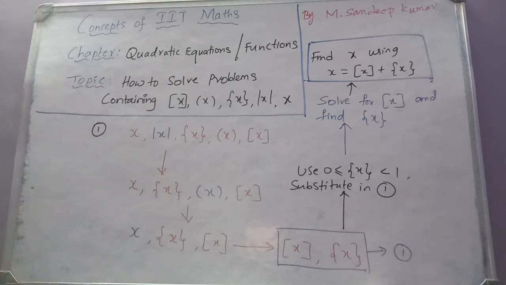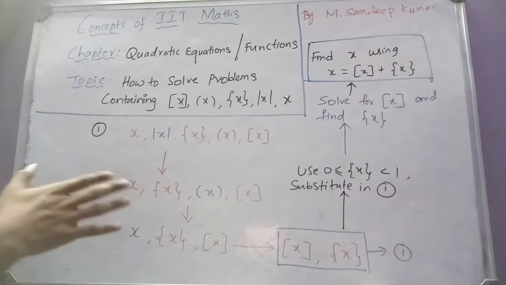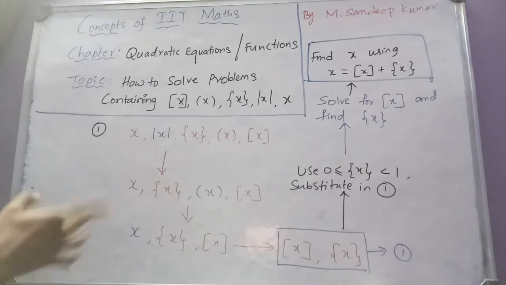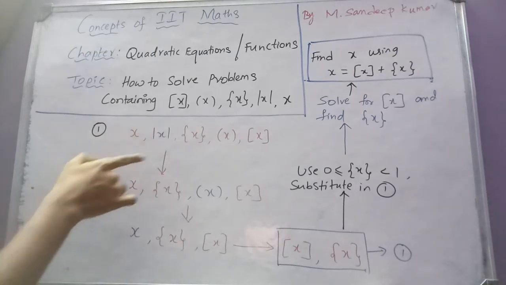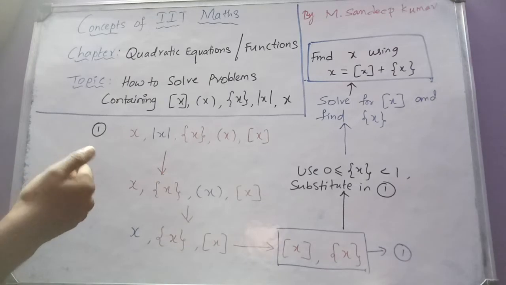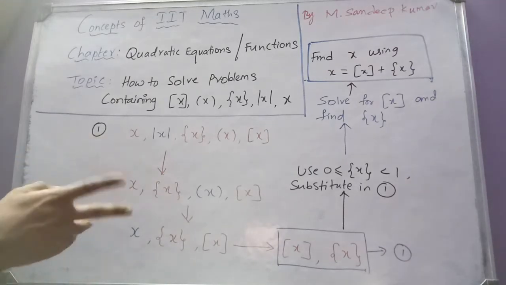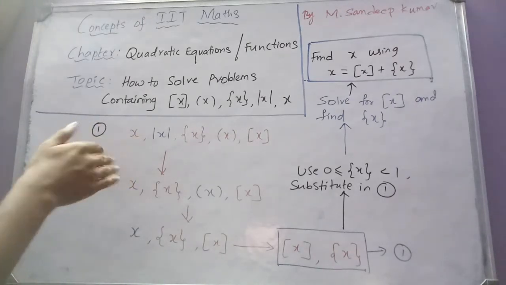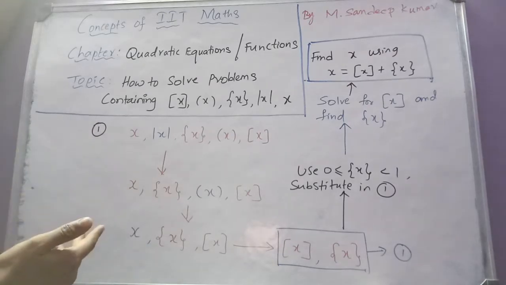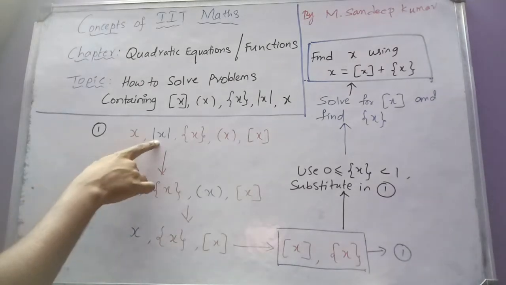First of all, let the problem contain all these terms. We will be eliminating one by one. First of all, I'll make sure that I eliminate mod x. How we'll do this? We will take mod x is equal to plus x or minus x based on the domain. So we will divide the problem into two parts. In case 1, we will take mod x is equal to plus x and then we will solve it. And in case 2, we will take mod x is equal to minus x and then we will solve it. We will take the union of those two solutions.